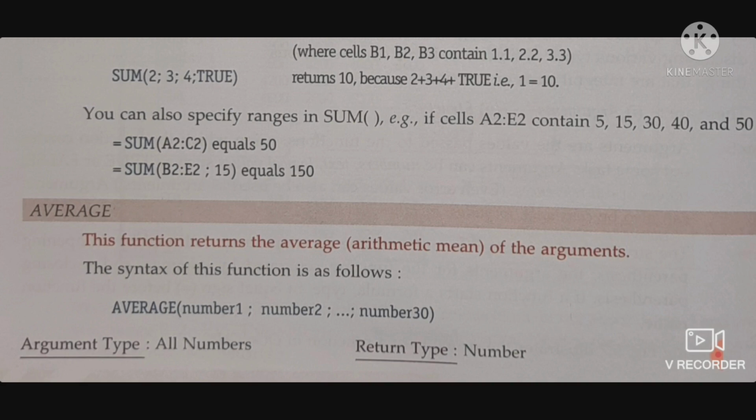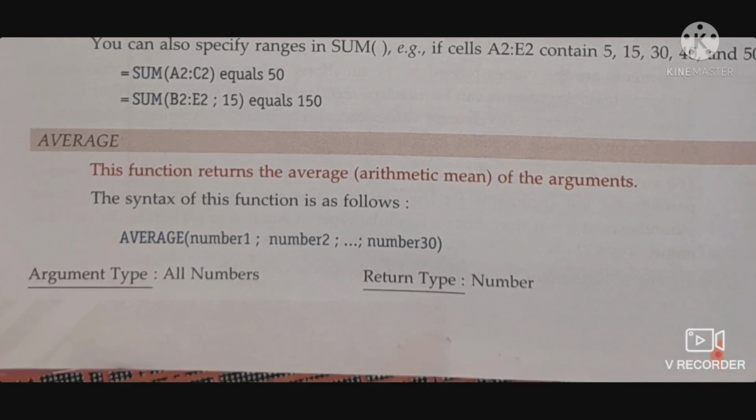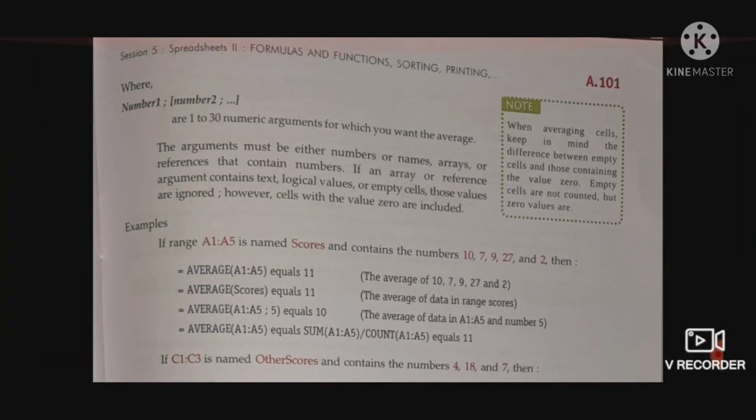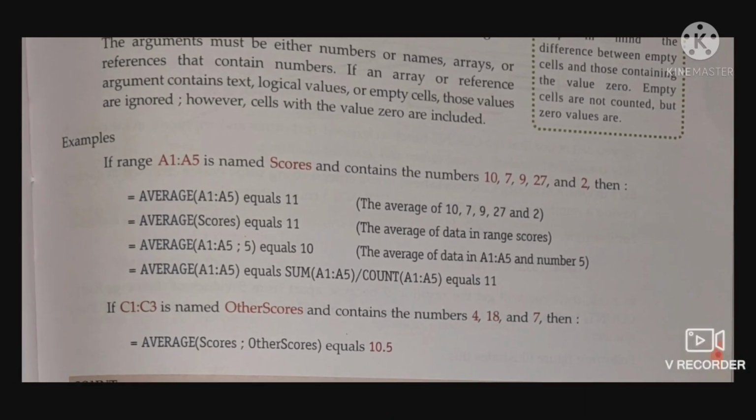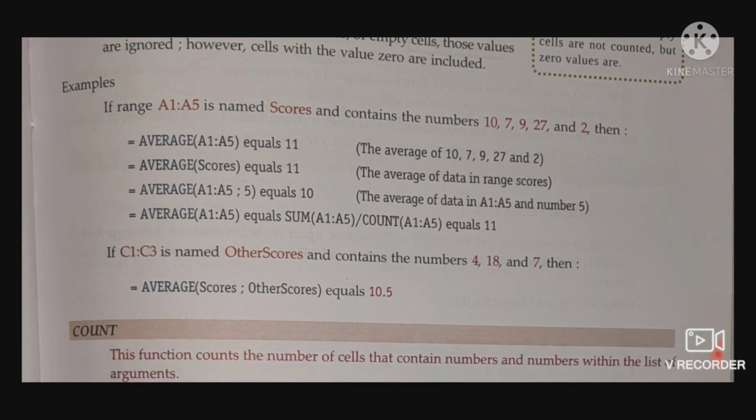Average will calculate the average of the numbers. Its argument type is again number and return type is also number. And we can specify a range. Suppose the numbers given are 10, 7, 9, 27 and 2. So what will we get? 11. Just calculate manually: add all of them, and there are 5 values, so divide by 5. You will get the answer. So we can specify a range also.